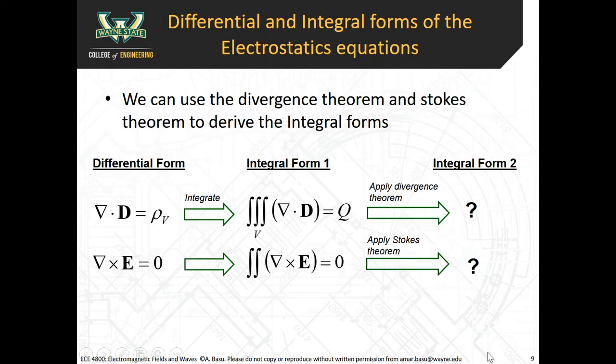We talked about the differential and integral forms of the electrostatics equations. This was del dot D is equal to rho V, del cross E is equal to 0. This was the integral form of it. This is a triple integral of the divergence. You can also convert this into a surface integral. We'll talk more about that today using the divergence theorem. Del cross E is equal to 0. The surface integral of this is actually equal to the line integral of the electric field around a contour. That is applying Stokes' theorem.